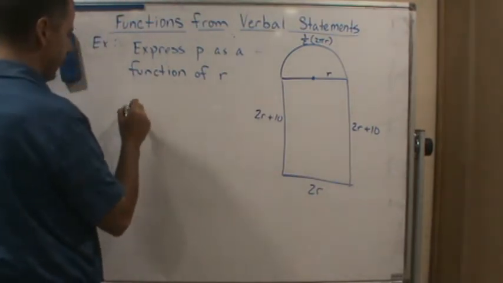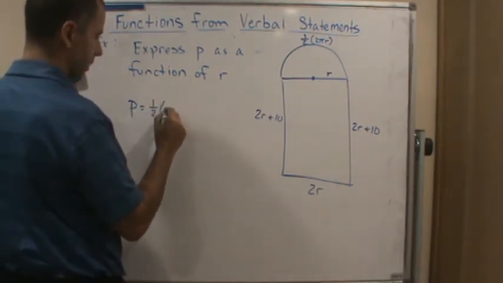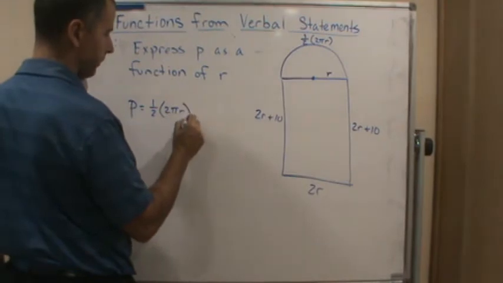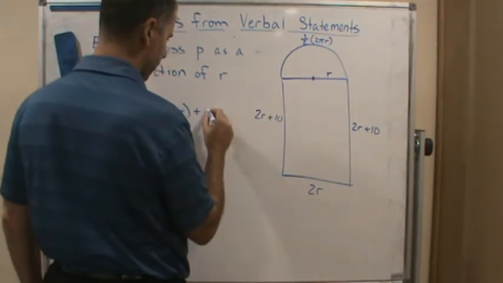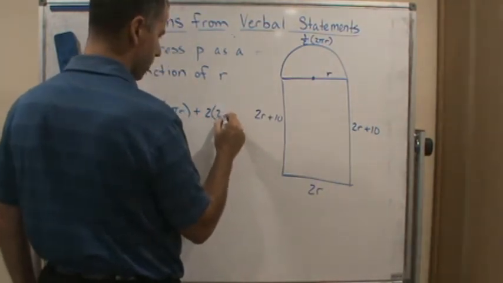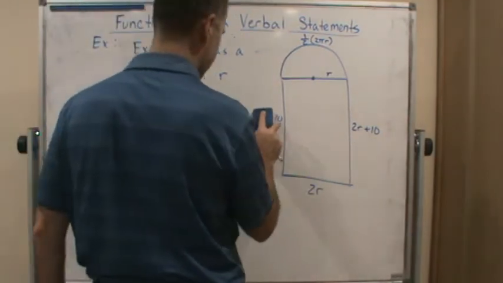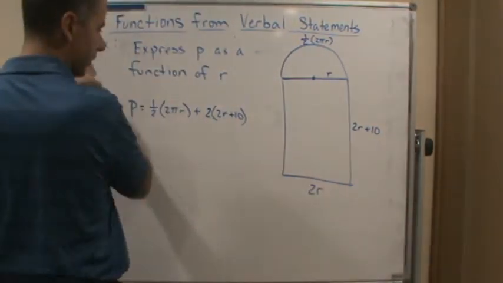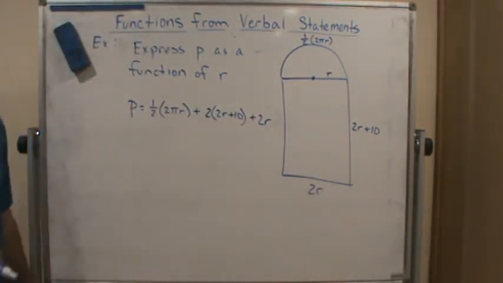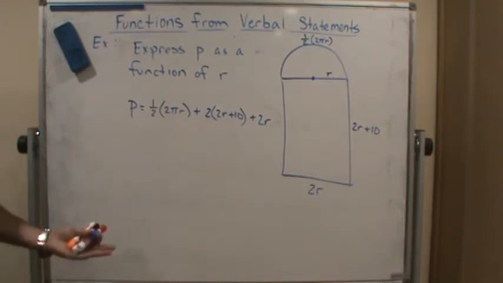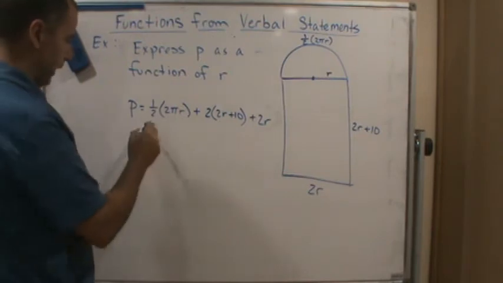So P equals 1/2 times 2 pi r plus 2 times this, right? There's two sides, so we're going to do 2 times 2r plus 10. So I'm going to erase this. Okay, plus 2r. So here's my formula. Now all I have to do is simplify this, right? I don't want to leave it like this. This is messy. So let's simplify it.